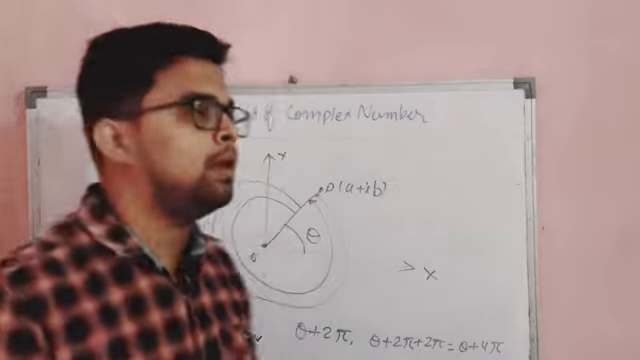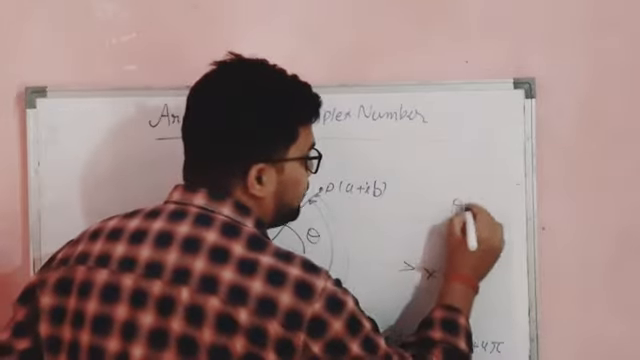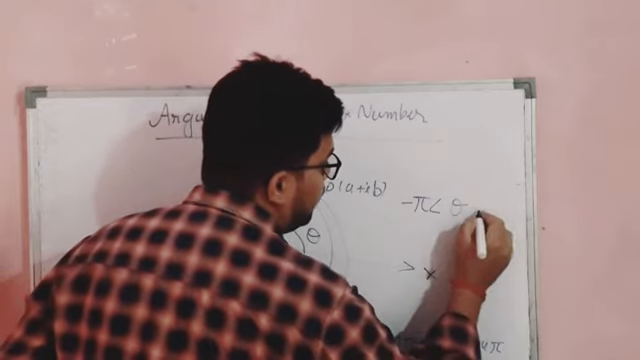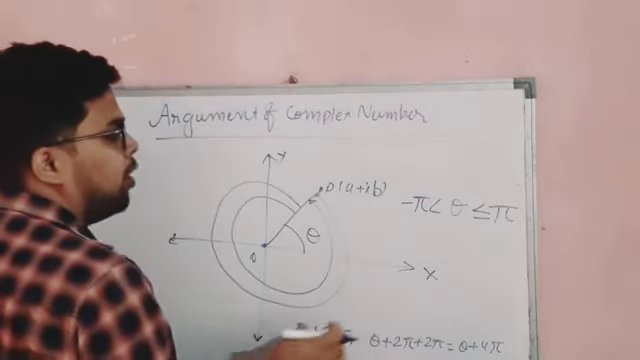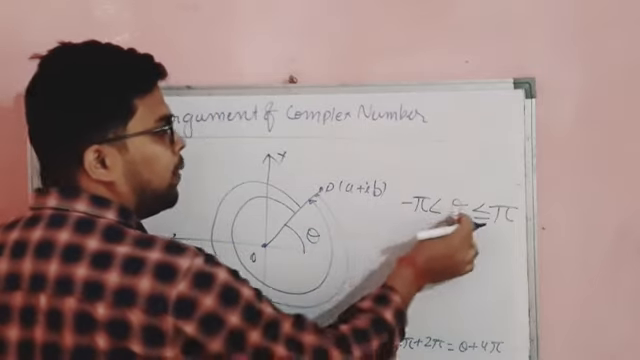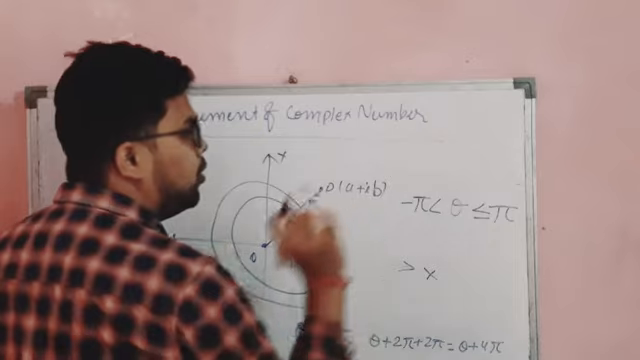So here it is suggested that the value of theta will be greater than minus pi and less than or equal to pi. We will take the principal value of theta in the interval minus pi to pi. The value of theta will be greater than minus pi and less than or equal to plus pi.